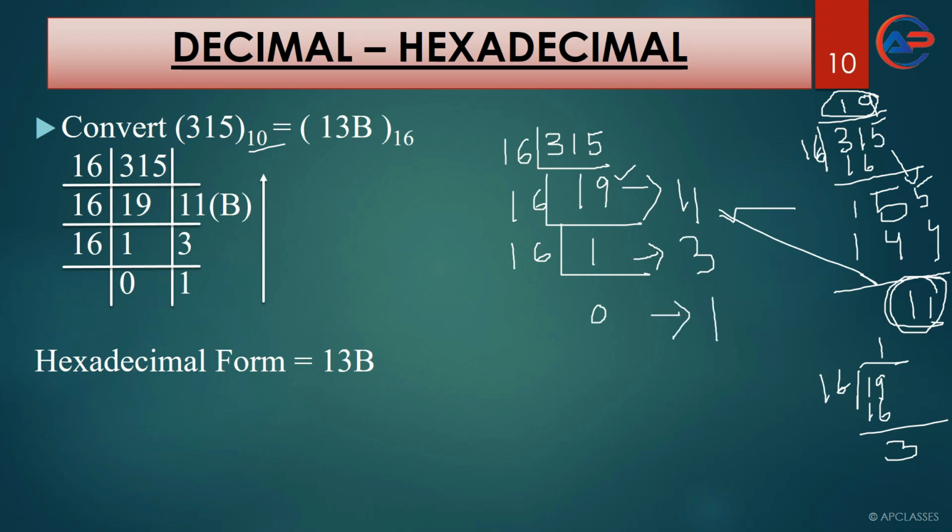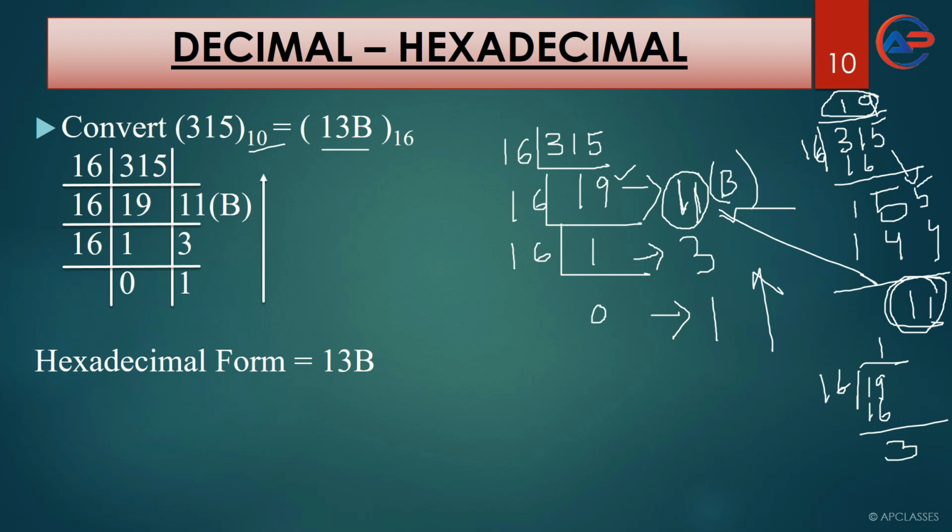And now we have to move from bottom to top. But remember, in hexadecimal number system, can we write 11? Is it possible to write 11? No, it is not possible to write 11. So in hexadecimal number system, 11 is considered as B. Even if you get 12 here, you can write C. If you get 13 here, you can write D. Similarly, you can write like this. It is 13B. So the answer is 13B.